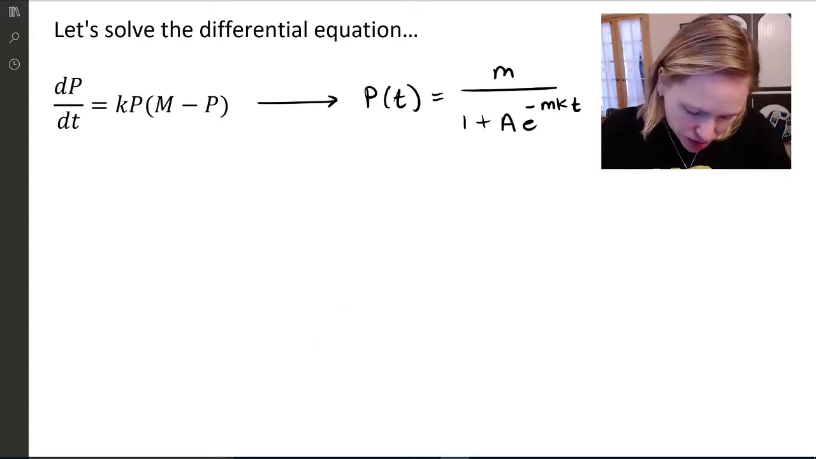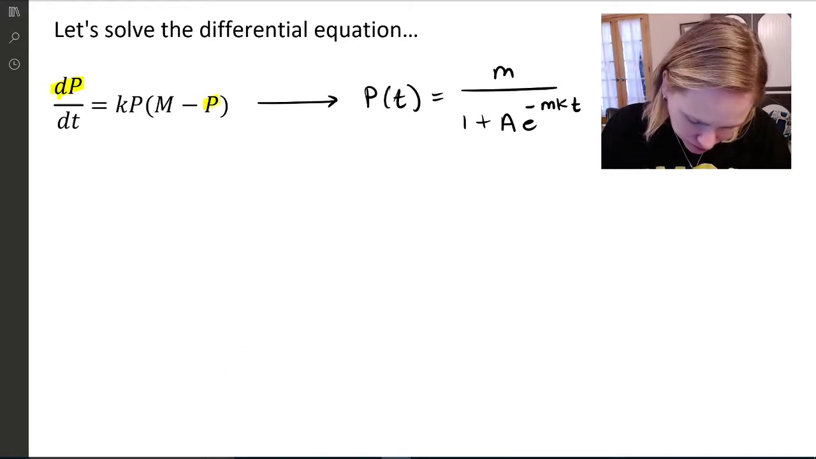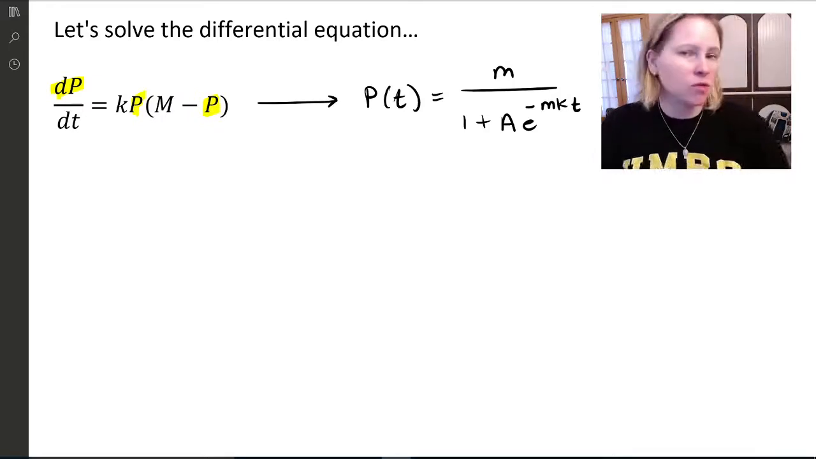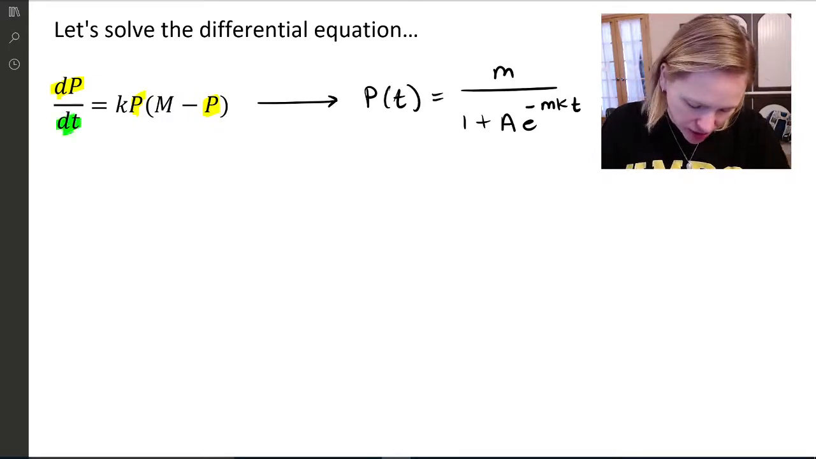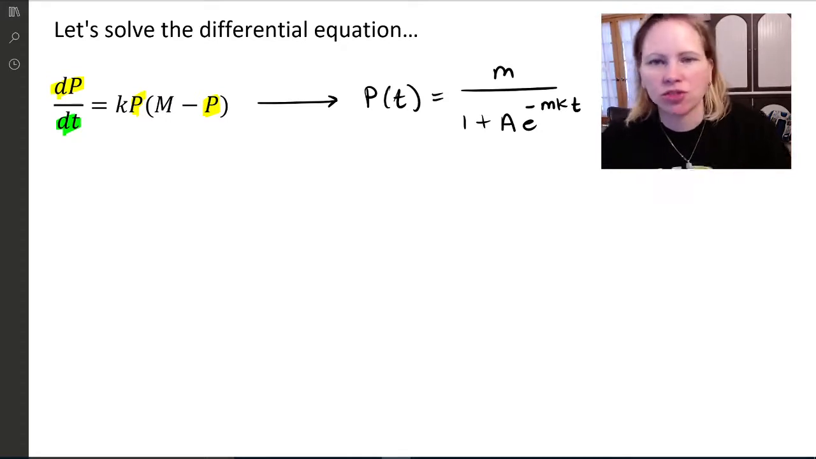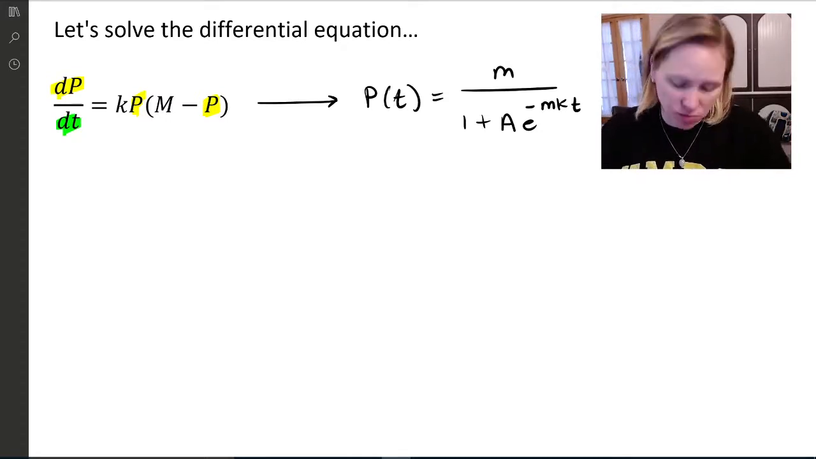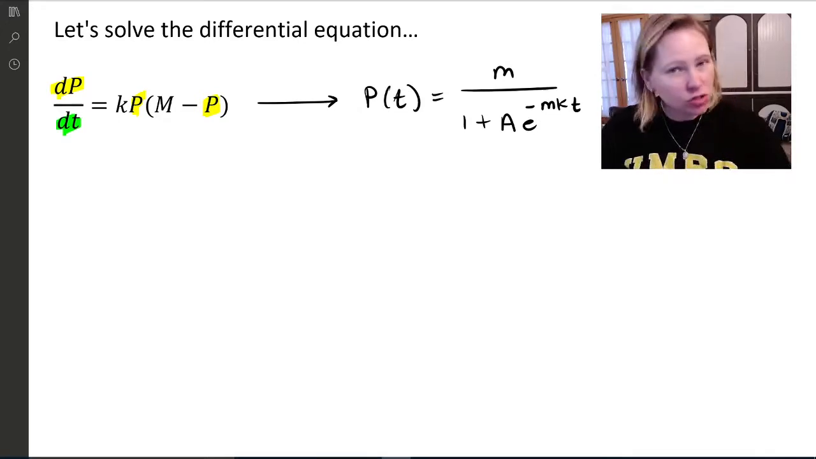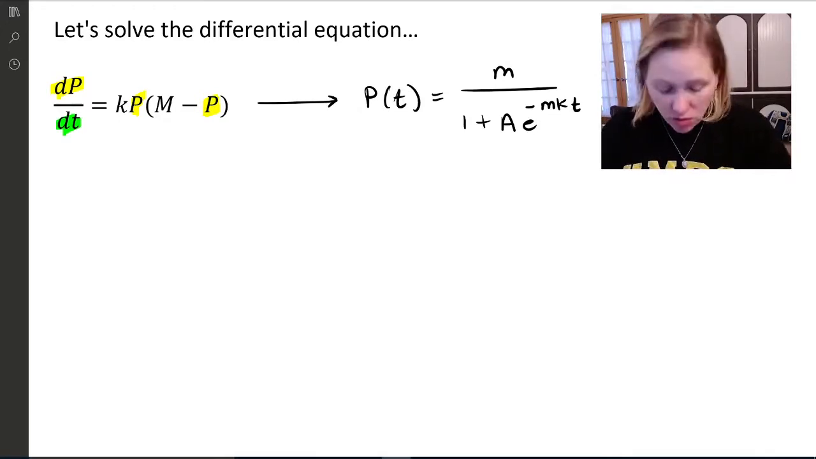So first things first, I'm going to separate my variables. The two variables that I have here are p, so I need to make sure all the p's go to one side, and then the other variable I have is a t. The k and the m are constants, and I'm going to treat them like numbers. So they really don't affect how I solve this problem. They do, but they don't really. They're not a variable, so I don't need to worry about them.